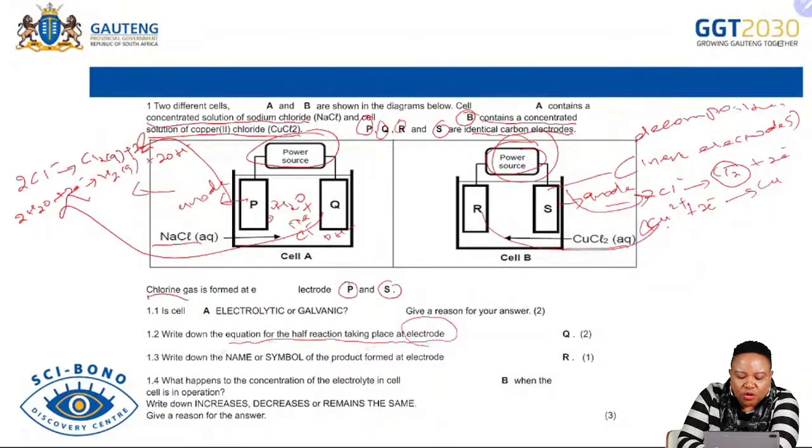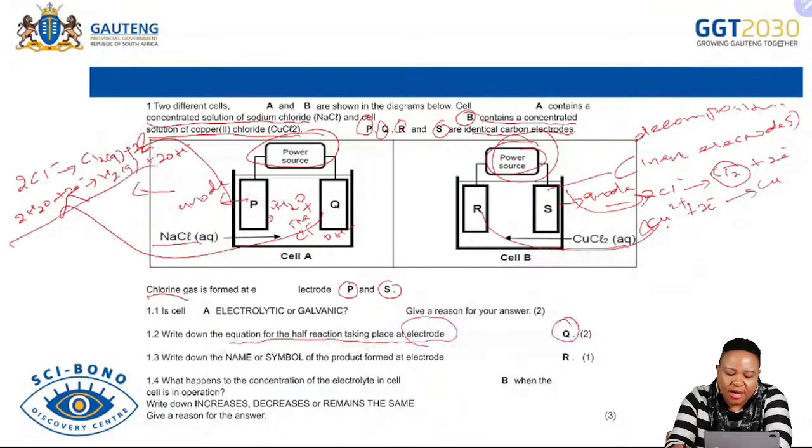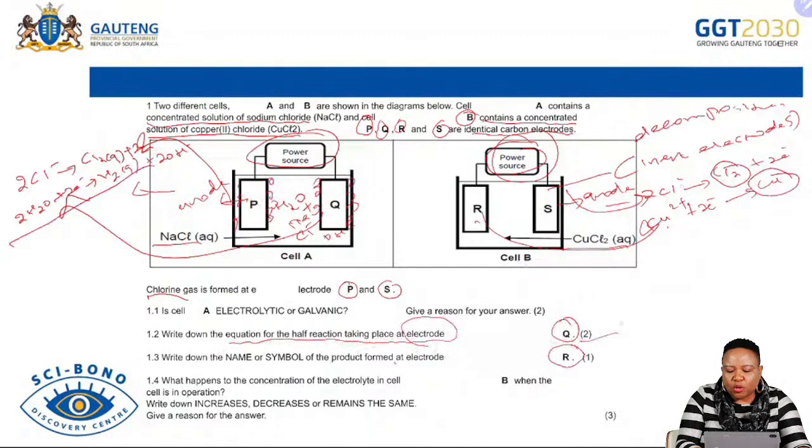Write down the equation for the half reaction taking place at electrode Q. So we know that at Q, that's where water will undergo reduction and form hydrogen gas. So we'll expect hydrogen gas to form at Q because chlorine gas is forming at P. And then write down the name or symbol of the product formed at electrode R. At electrode R, that's where copper will be formed, so we expect solid copper to be formed.